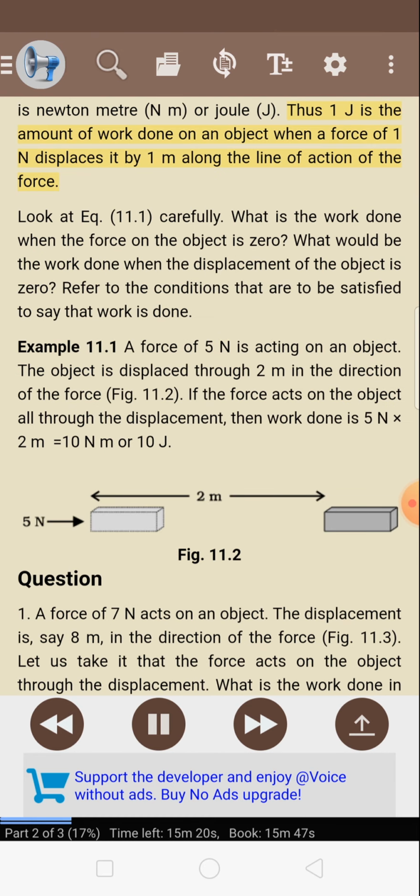Look at Eq. 11.1 carefully. What is the work done when the force on the object is 0? What would be the work done when the displacement of the object is 0? Refer to the conditions that are to be satisfied to say that work is done.